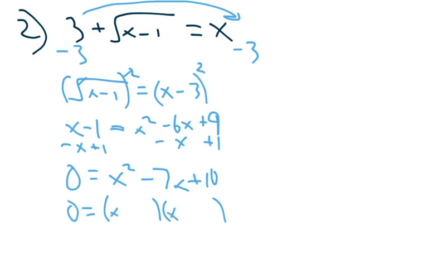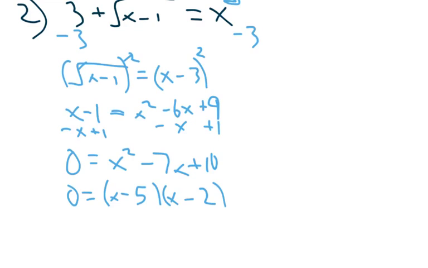Now I'm at factor and solve. So let's see, our factors of 10 that can get me 7 are 5 and 2. They have to have the same sign and both be negative. So I now end up getting, what do I get? x equals 5 and x equals 2.